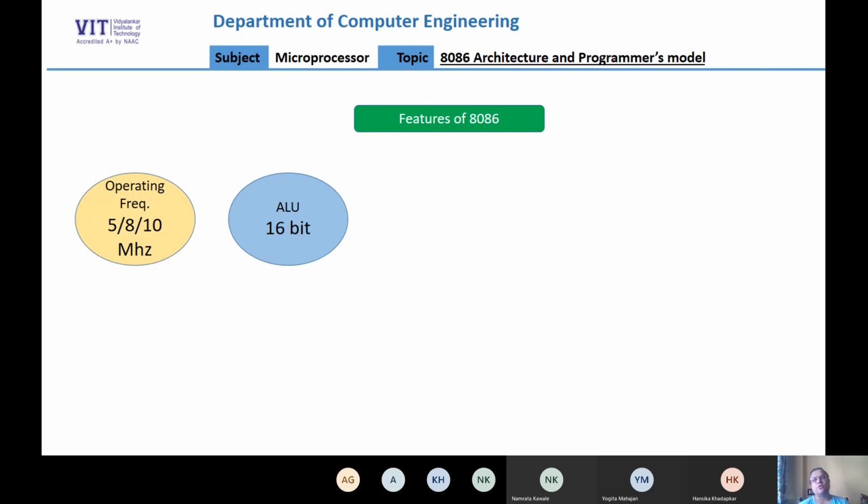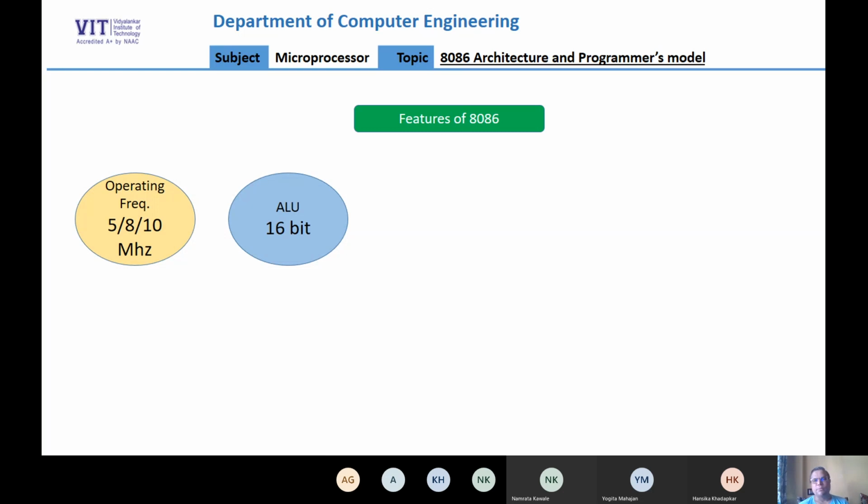Like the Pentium processor right now we are using is a 64-bit processor. What does this mean? At a time, the Pentium processor can perform operation on two 64-bit numbers in a single cycle. So you can imagine, if I ask to do the same thing to the 8086 processor, it will require 4 times more time. It is a simple calculation.